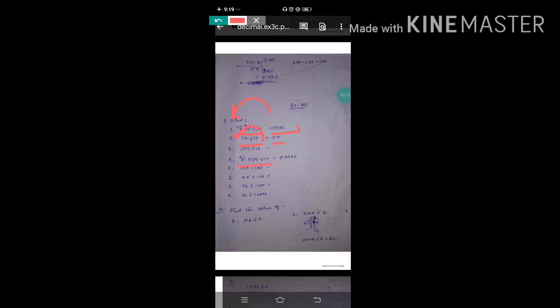Similarly, question number 4, you check 0.039. If you divide by 10, from this decimal place again it will shift to the left side, that means it will be 0.0039.